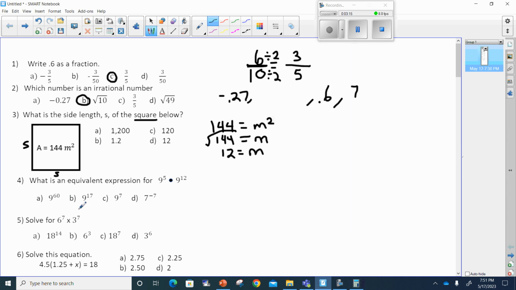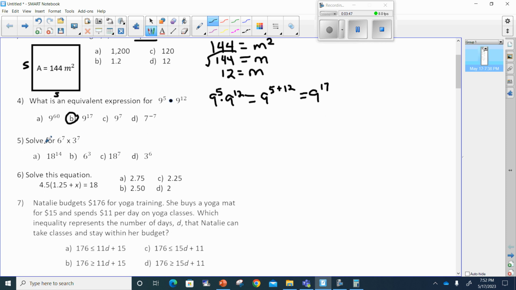All right. So number 4 says, what is an equivalent expression for 9 to the 5th power times 9 to the 12th power? And we said that if the base is the same, and it is, then this is really 9 to the 5 plus 12 power. And that's going to equal 9 to the 17th power.